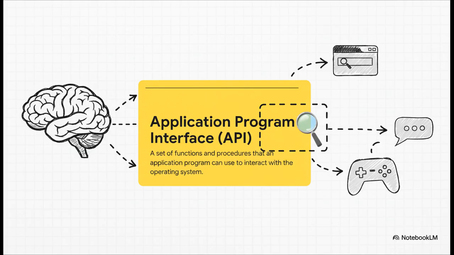So if the OS is the brain, how do all your other programs actually talk to it? Well, that's where the API comes in. An API, or Application Program Interface, is basically a special language, a set of commands and functions that lets software, like your web browser or your favorite game, communicate with the operating system to get things done.